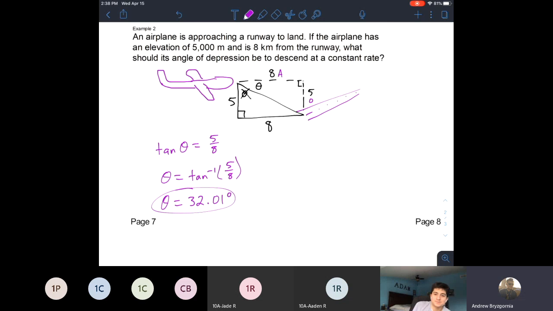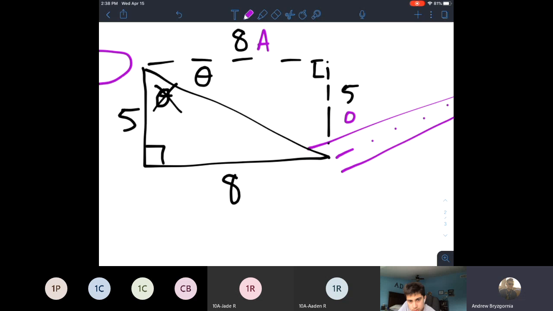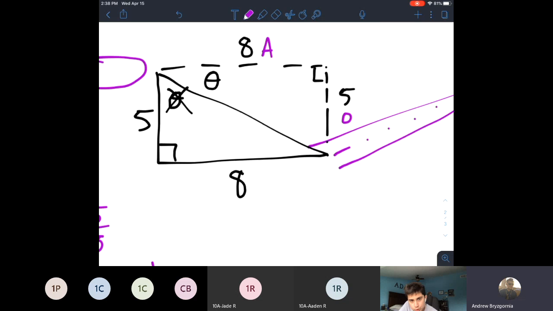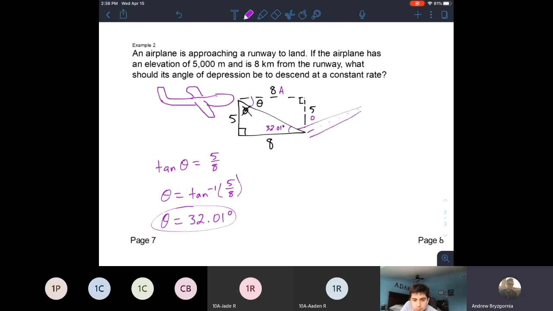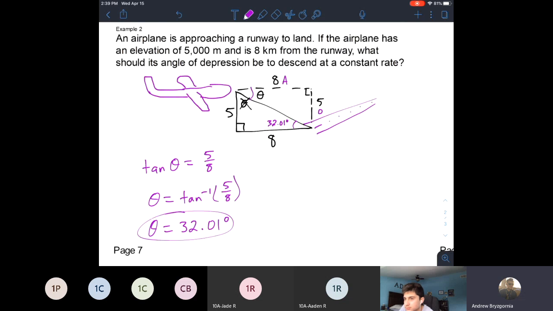So that angle, when it said angle of depression, that's the angle that we found. That was 32 degrees. Likewise, I don't know if you remember this, but we talked a little bit about similar triangles already, and this angle here and this angle are actually the same. So if we found 32.01 was theta there, 32.01 ends up being that angle down there as well. I don't think that's necessary for this question, but it could have been useful, I suppose.